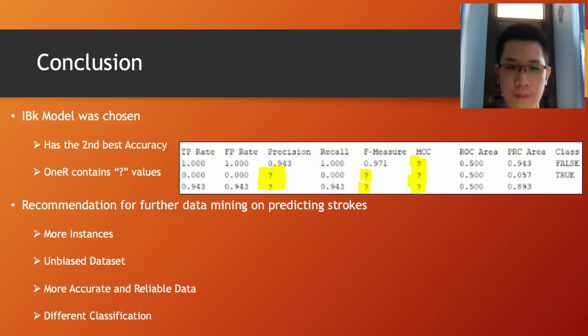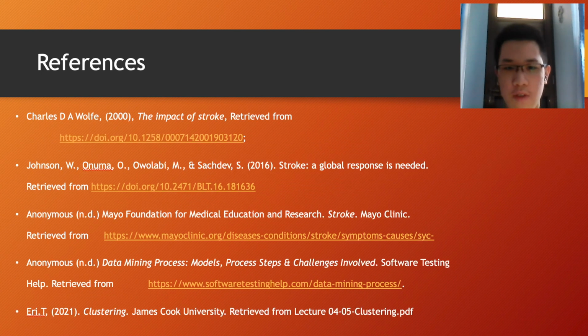Overall, the 1R algorithm has the highest accuracy. However, the results also contain undefined values represented as question marks, as shown in the image. Therefore, we chose IBK as it has the second highest accuracy. The recommendations for further data mining on predicting strokes are that we could use more instances, an unbiased dataset, more accurate and reliable data, as well as different classification algorithms.